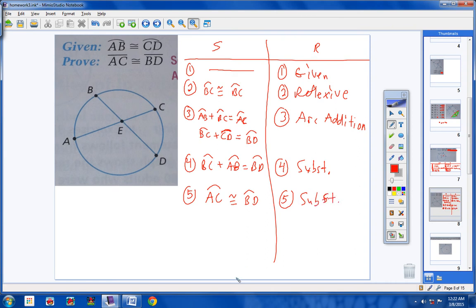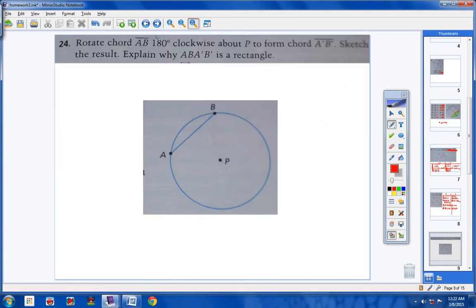Alright. Okay, let's continue on now to number 24. We're going to rotate a chord AB 180 degrees clockwise about P to form chord A prime B prime. Sketch the result, then explain why you have a rectangle.